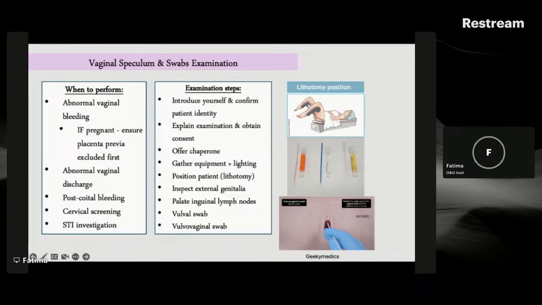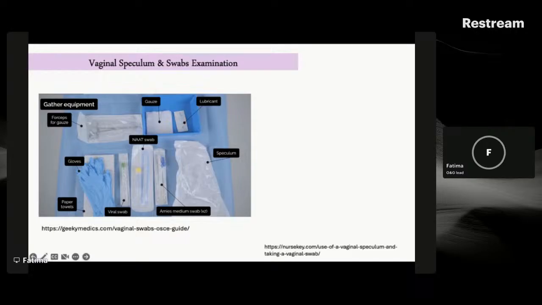And it's important not to spill any of the fluid from the test tube or place the swab on any surface, because then that can contaminate the sample. You insert the swab into the test tube and you snap the swab against the side of the test tube along the indicated black line, and then you screw the lid on the test tube as well. To watch videos of how to do this, you can just go on Geeky Medics as well.